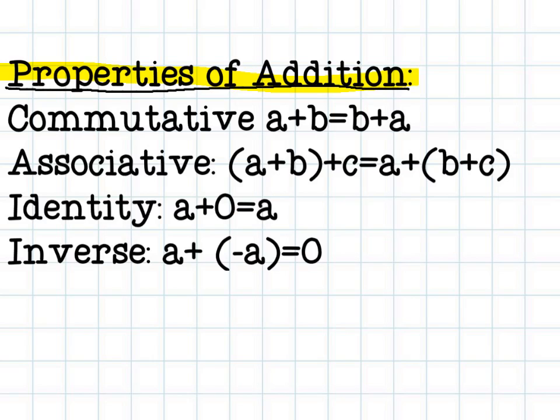Okay, your properties of addition are commutative, associative, identity, and inverse. Basically, the commutative property tells you can change the order, so it doesn't matter which one comes first. So 1 plus 2 is the same as 2 plus 1. The associative property is telling you that you can change the group of numbers. Identity property is telling you that if you add 0 to a number, you start with the original number. And the inverse property says if we add opposites, we end up with a sum of 0.